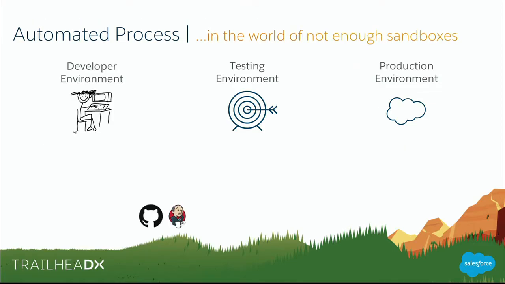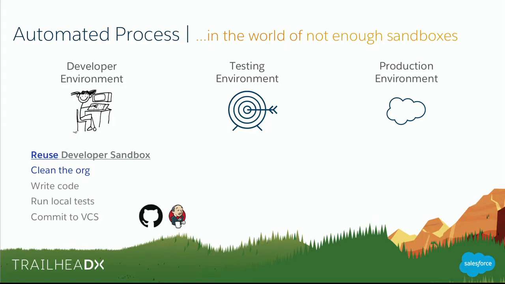Now, in the world of not infinite sandboxes, we had problems there. One of the problems was that you would have to reuse your developer sandbox over and over. So your first step was you'd have to clean your org and get all the other changes you'd made out and get it to its base state. And then you'd write your code, and then you'd run your tests and check them in. So you probably had it at the right starting point, but you're not sure.